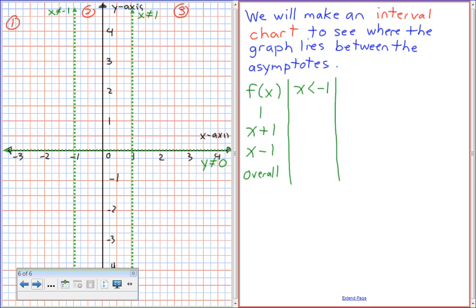What's section 2 going to be from where to where? -1 to 1. So I'm going to say -1 is less than x is less than 1. Okay. What's my third section going to be? Not all at once. What's the third section going to be? X is greater than 1.